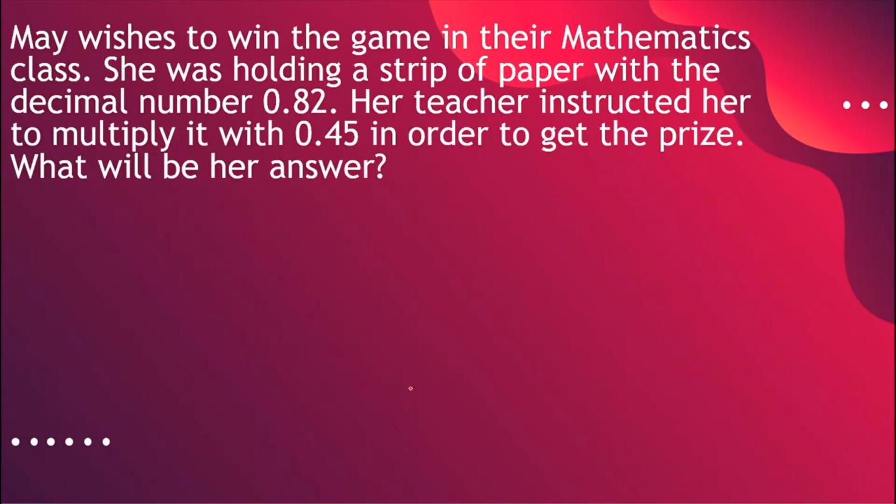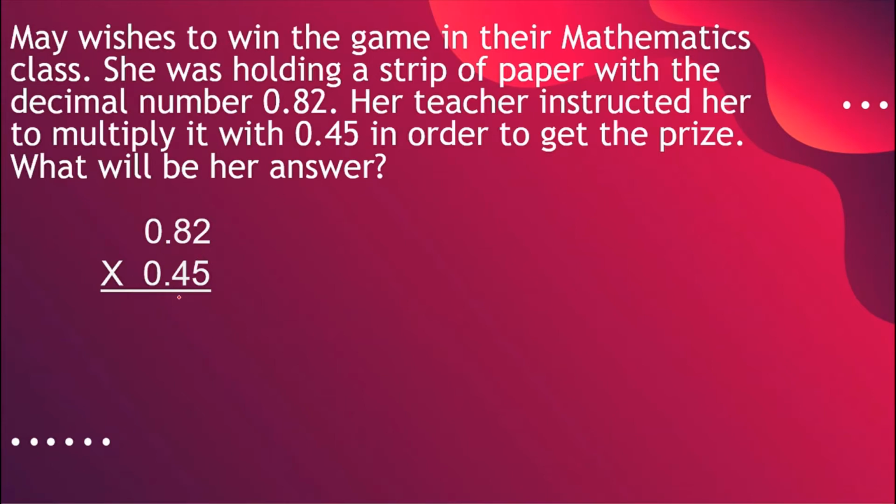Okay, now this time let us try some word problem. Let us read. May wishes to win the game in their mathematics class. She was holding a strip of paper with a decimal number 82 hundredths. Her teacher instructed her to multiply it with 45 hundredths in order to get the prize. What will be her answer? Okay, so for this one, we are going to multiply 82 hundredths by 45 hundredths.